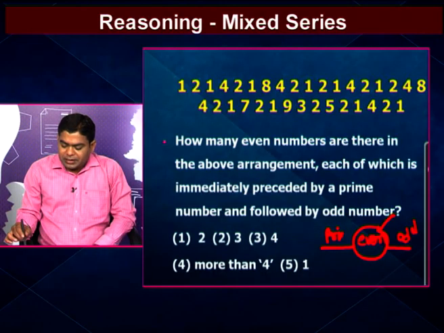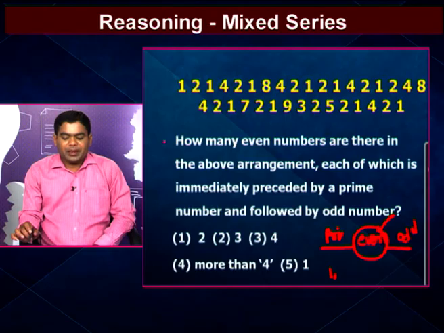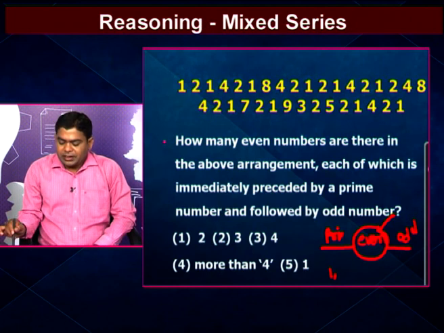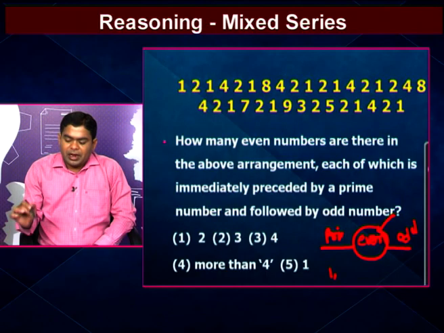That means at present one even number is satisfied. After that we go to the next even number. That one is 2. It is preceded by 3. 3 is also a prime number and it is followed by 5. That means here the even number satisfies the given condition. Our condition is that it is preceded by a prime number and followed by an odd number. So here the 2 is satisfied. That means at present 2 even numbers are there.